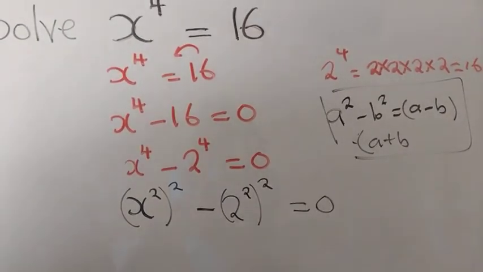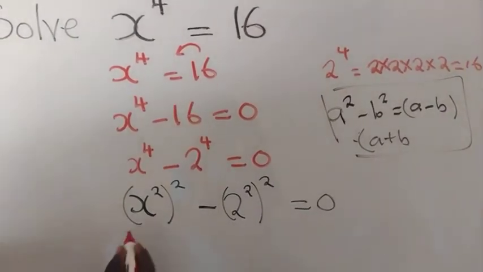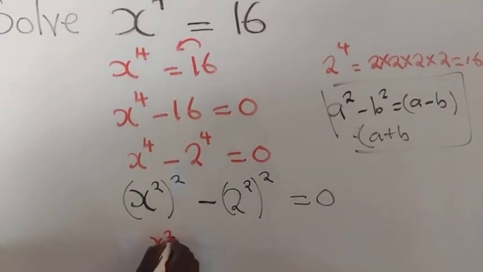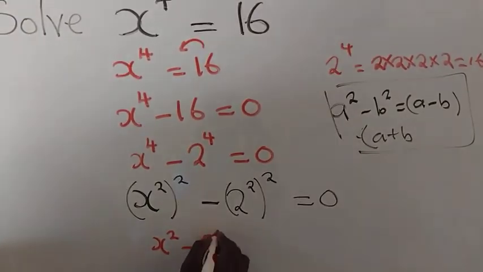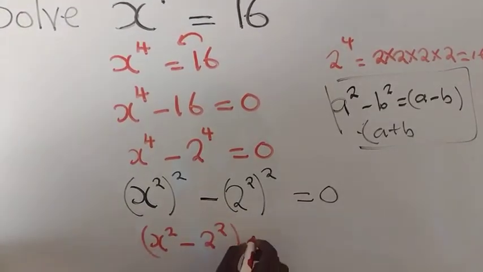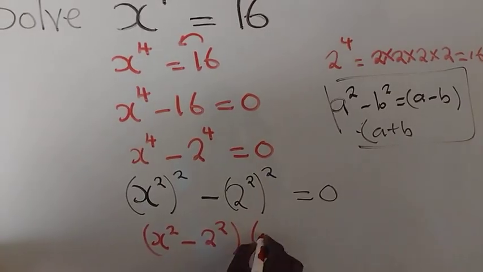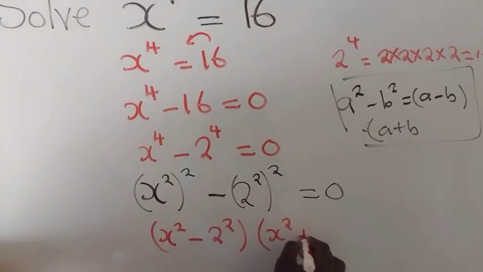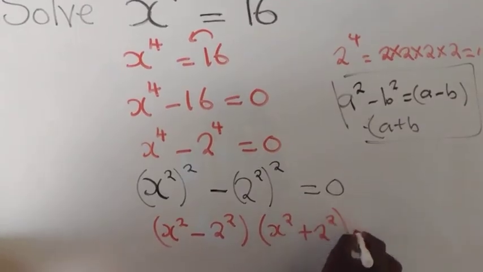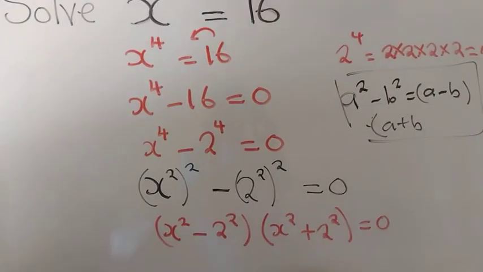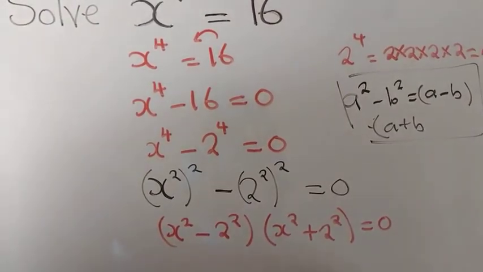So how is it going to be? It will be like this: open bracket x squared minus 2 squared close bracket, and then again open bracket x squared plus 2 squared is equal to what? 0. So when you have reached this stage.